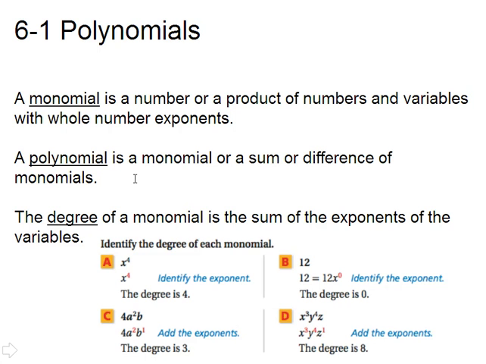Now, when we take a bunch of monomials and we add or subtract them, it is called a polynomial. A polynomial is a monomial or sum or differences of monomials. So we have a bunch of terms put together that we're adding and subtracting.